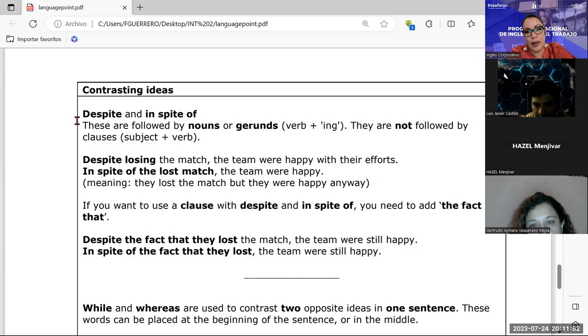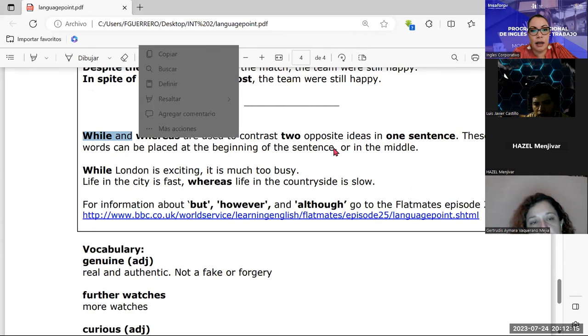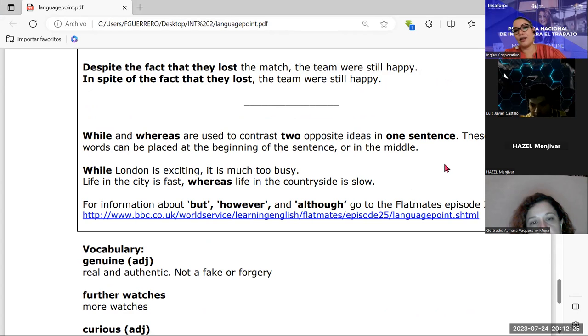If you want to use a clause with despite and in spite of, you need to add the fact that. For example, despite the fact that they lost the match, the team were still happy. In spite of the fact that they lost, the team were still happy. While and whereas are used to contrast two opposite ideas in one sentence. This word can be placed at the beginning of the sentence or in the middle. While London is exciting, it's much too busy. Life in the city is fast, whereas life in the country is slow. So it is two opposite ideas.